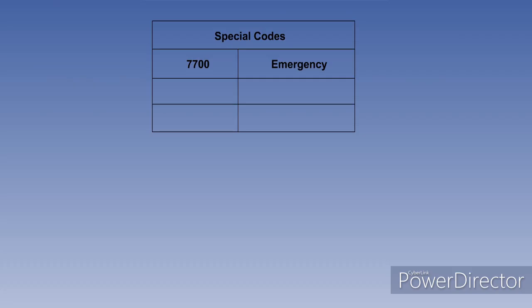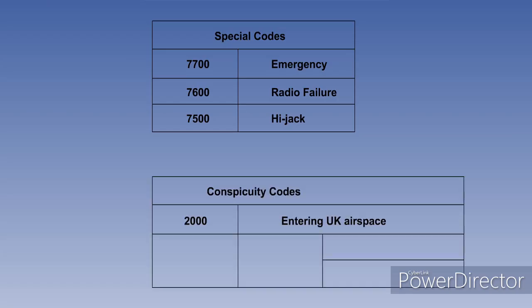Some codes are reserved internationally for special purposes. The code 7700 indicates an emergency condition. However, if the aircraft is already transmitting a discrete code and receiving an air traffic service, the former code may be retained at the discretion of either the pilot or the controller. 7600 indicates a radio failure. 7500 indicates a hijack.